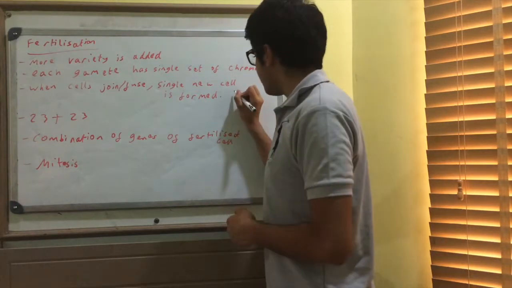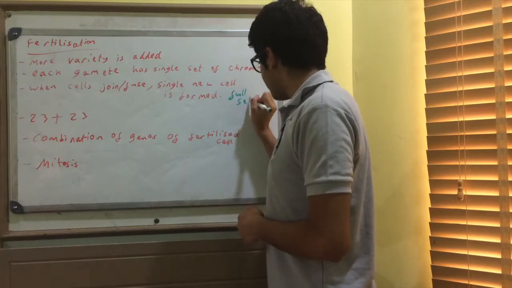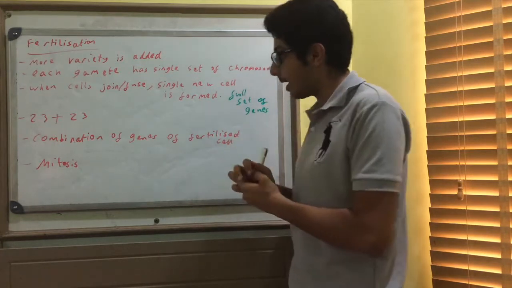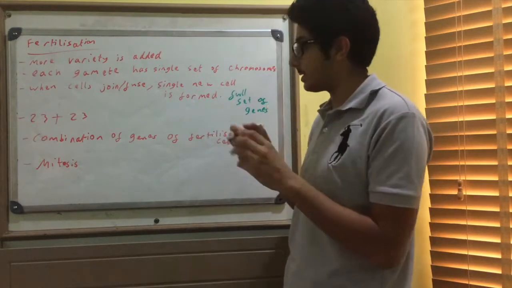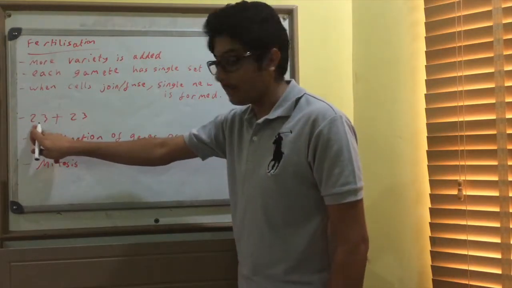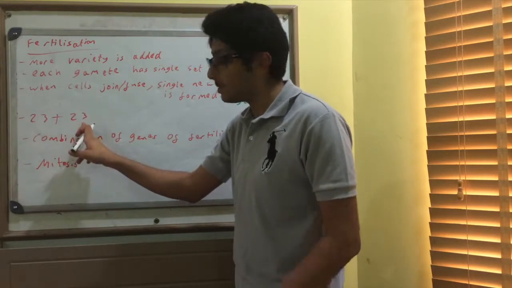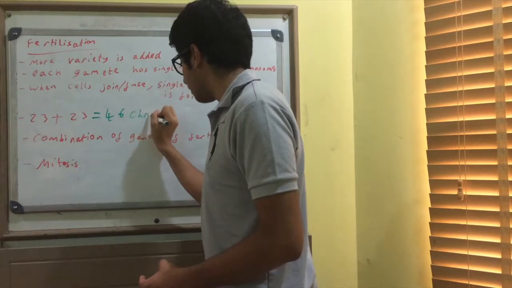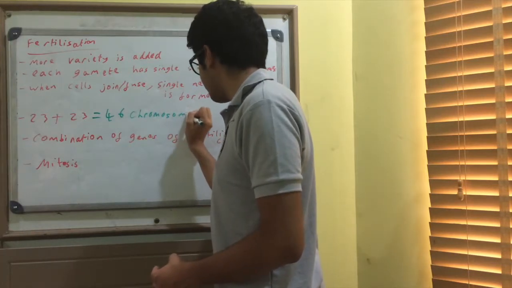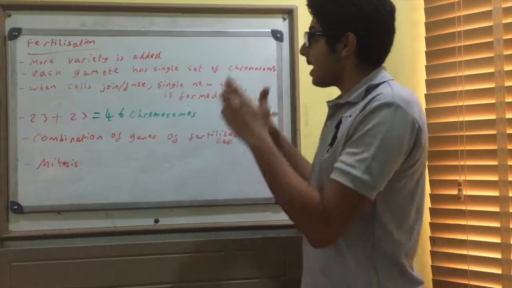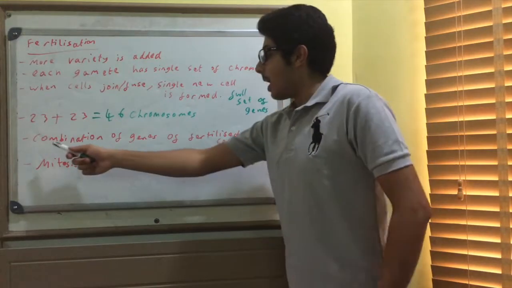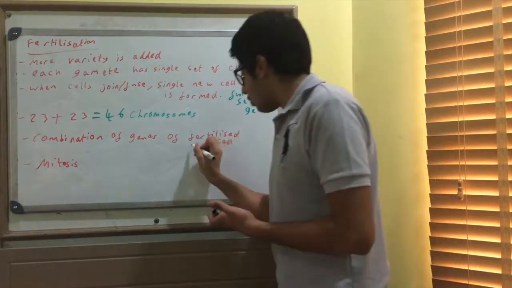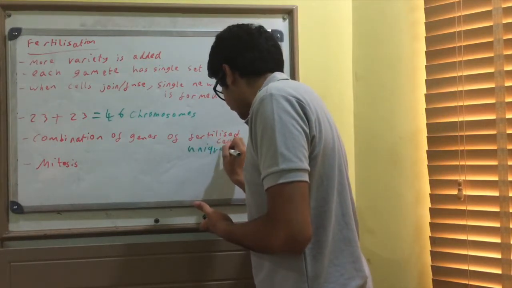And this single new cell now has a full set of genes, because the two gametes each had a single set, half the set. 23 chromosomes from one of the gametes plus 23 chromosomes from the other gamete is going to give you 46 chromosomes, which is the full set of chromosomes in a human cell. And the combination of genes of the fertilized cell is now going to be unique.